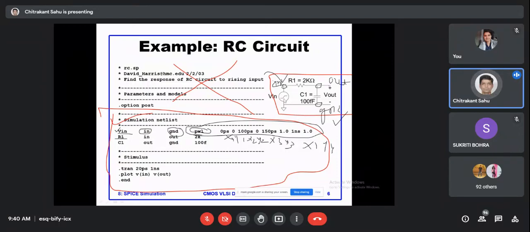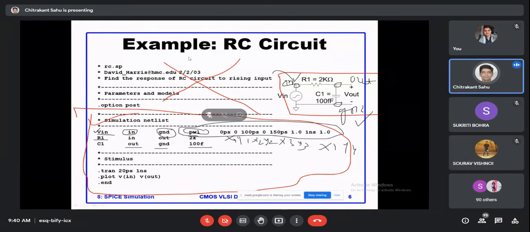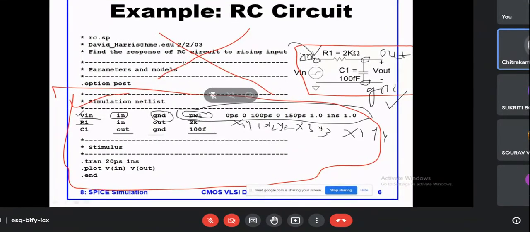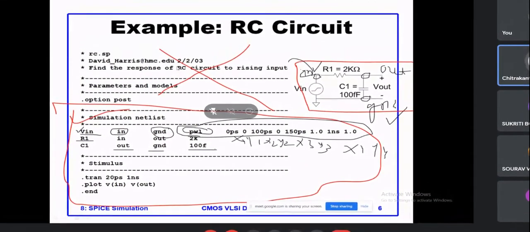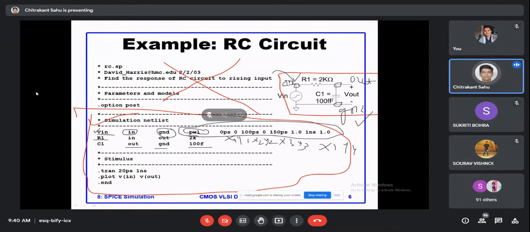For capacitance, how will I write? I'll take C1, then out, ground, and its value. So C is connected between the two nodes and its value. R is connected between the two nodes and its value. V is connected between the two nodes and its type.